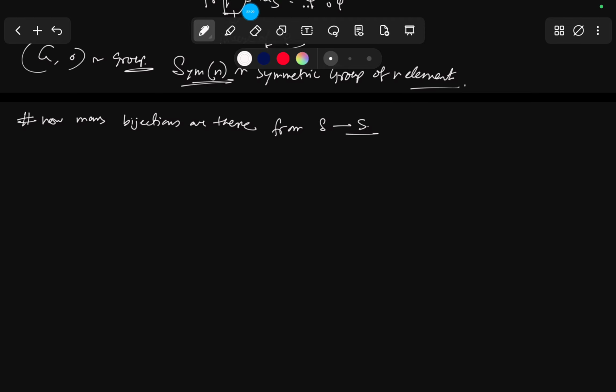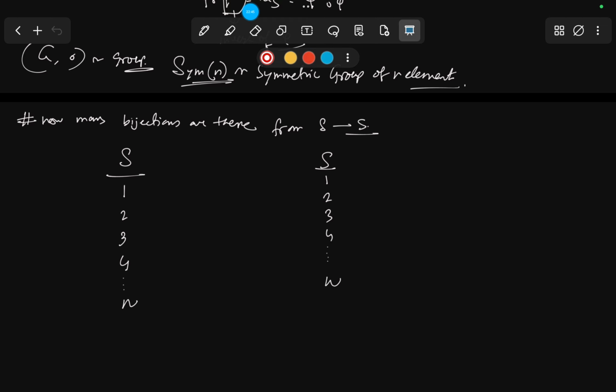Now let us consider here is your S, here is also your S. So let us say 1, 2, 3, 4, and so on up to n. Here we have also 1, 2, 3, 4, and so on up to n. Now when we focus on 1, if we consider any map, let's say phi is a bijection, that means phi has to be injective as well as surjective. So now 1 has n many choices, right?